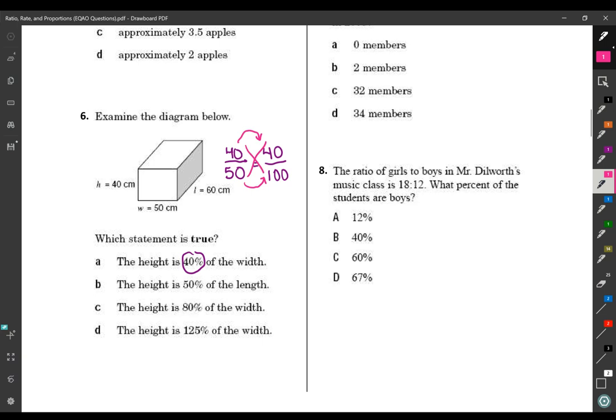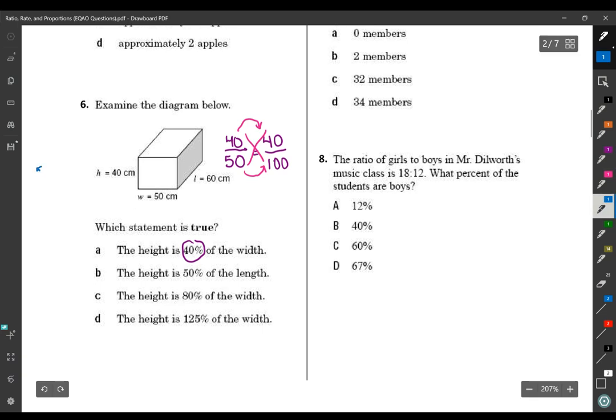Okay, let's look at the next one. The height is 50% of the length. So remember, 50% is 50 over 100. And we're saying the height, which is 40, is 50% of the length, which is 60. Okay. So are those two proportions equal?